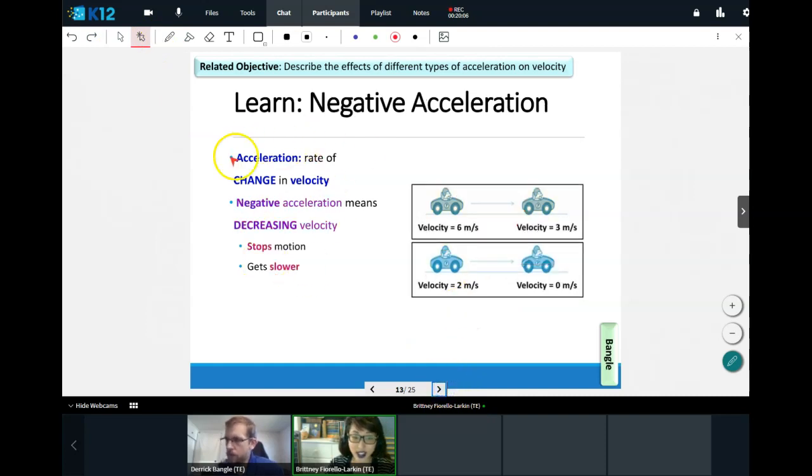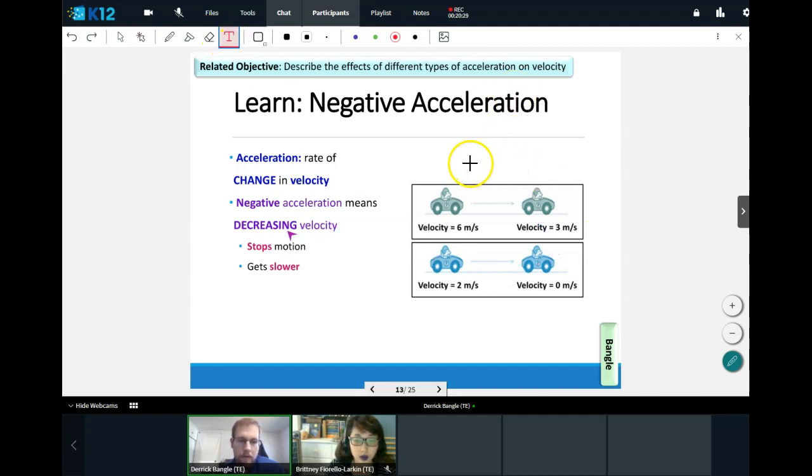Excellent. All right, let's go ahead and talk a little bit about negative acceleration. Actually the same thing as positive acceleration, except it's in the opposite direction. So acceleration is always going to be a change in velocity. Negative acceleration just means that you are decreasing your velocity, right?